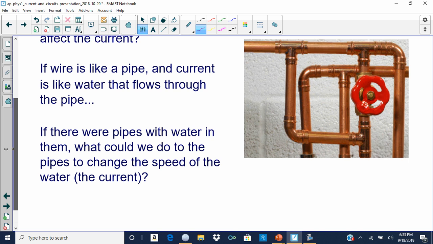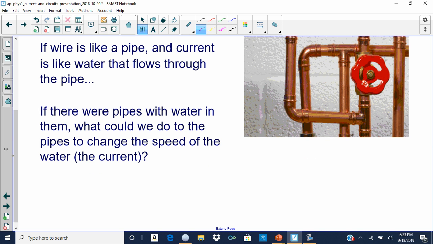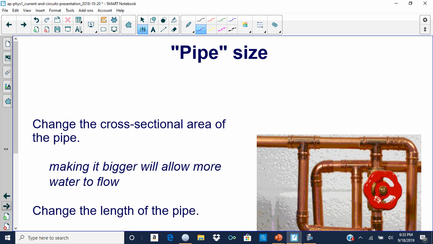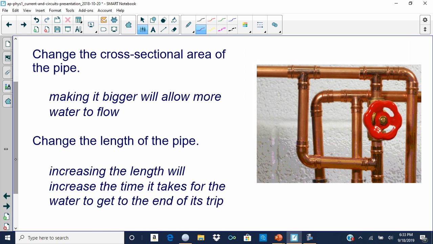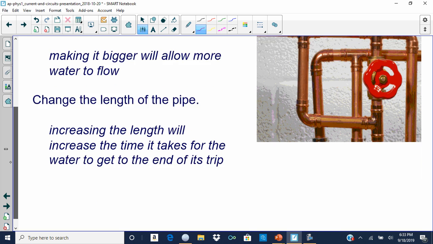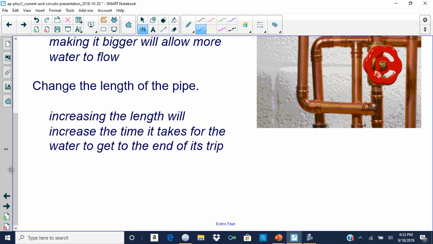If there were pipes with water in them, what could we do to the pipes to change the speed of the water? Or in the sense of electrical circuits, the current. Okay, we could change the cross-sectional area of the pipe. Making it bigger will allow more water to flow through it. We could also change the length of the pipe. Increasing the length will also increase the time it takes for the water to get to the end of its trip.